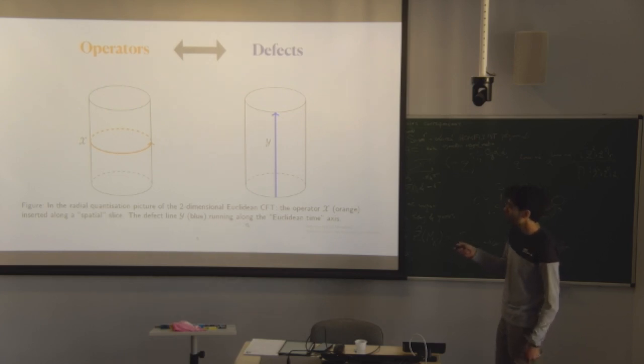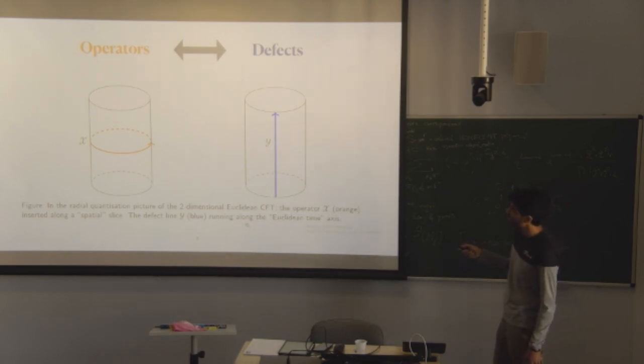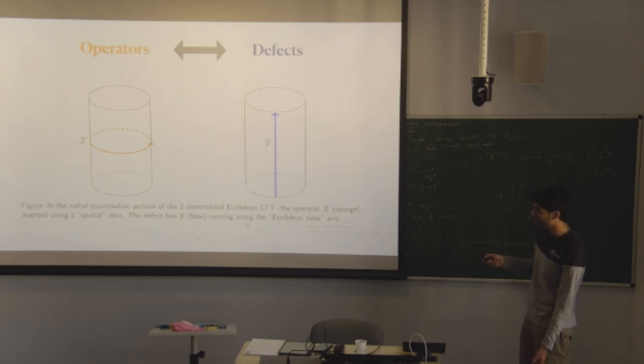What you can also do is map the two ends of the cylinder to make it a torus, and on the torus we define modular transformations, the SL(2,Z) transformations. One of the generators is the S transformation, which takes one cycle to the other, like the A cycle to the B cycle on the torus. So this is an operator which acts on a state which comes in from minus infinity in the time direction, but this is a defect which is attached to an operator on the spatial slice at minus infinity.